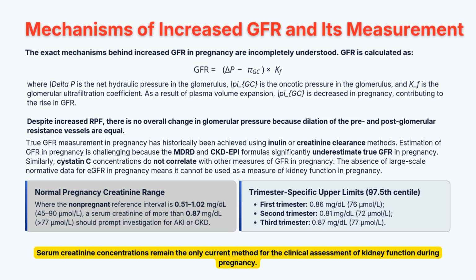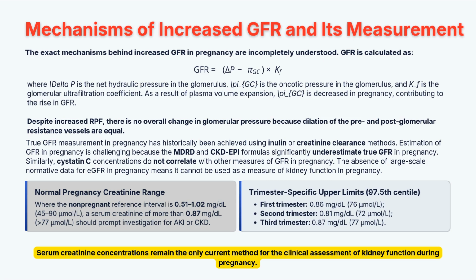Glomerular capillary pressure doesn't increase very much because both the afferent and efferent arterioles dilate in a relatively balanced way. Measuring true GFR during pregnancy is very difficult. Historically, the most accurate methods have been inulin clearance and measured creatinine clearance. However, commonly used equations such as MDRD and CKD-EPI tend to underestimate true GFR in pregnant women and are not considered reliable in this setting.